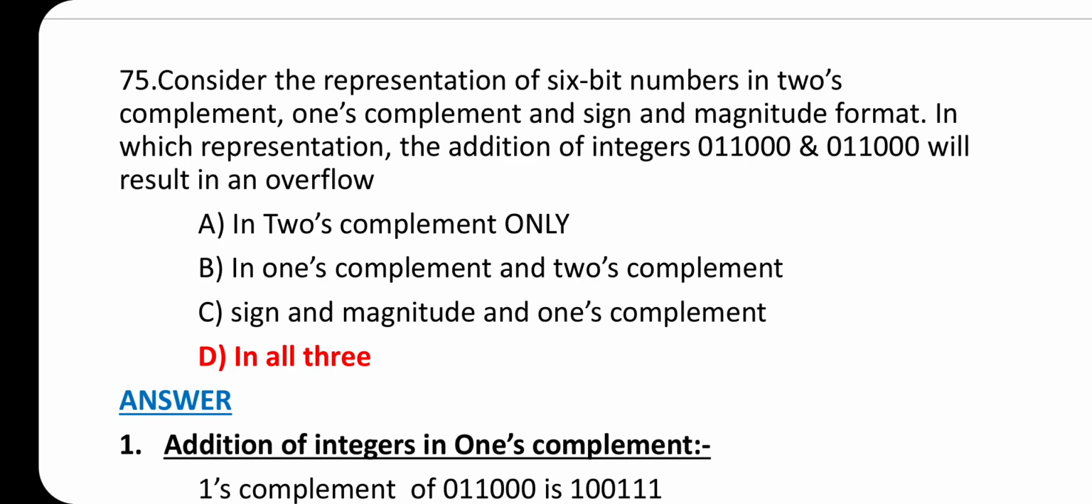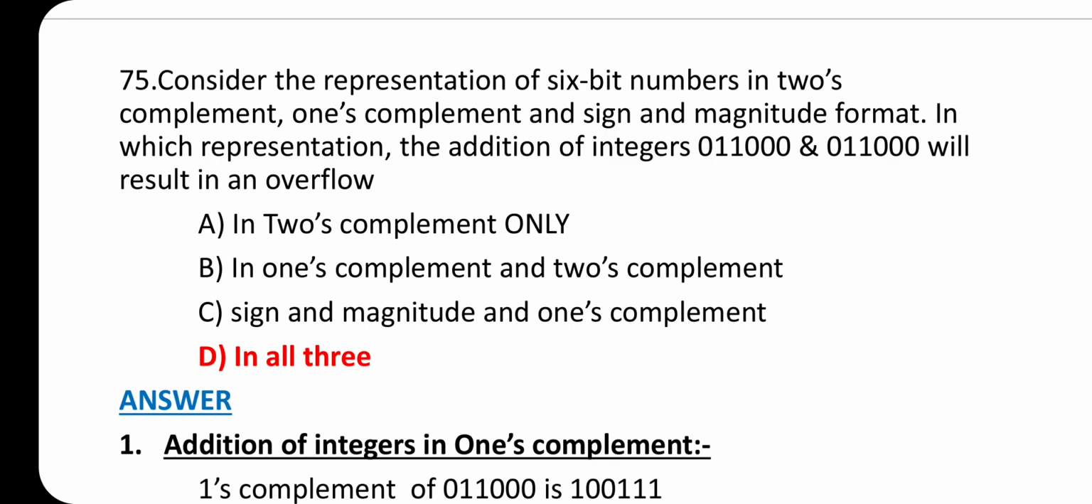Consider the representation of 6-bit numbers in 2's complement, 1's complement and sign and magnitude format. In which representation will the addition of integers 011000 and 011000 result in an overflow?